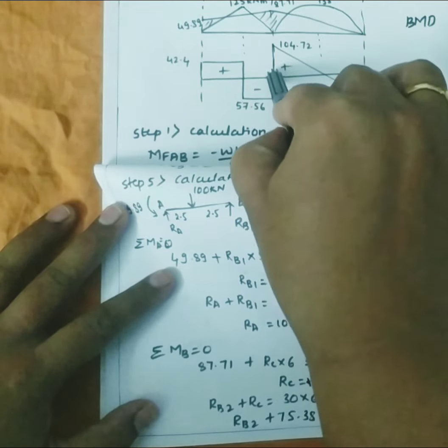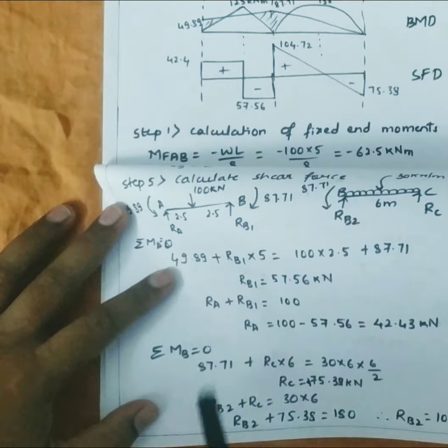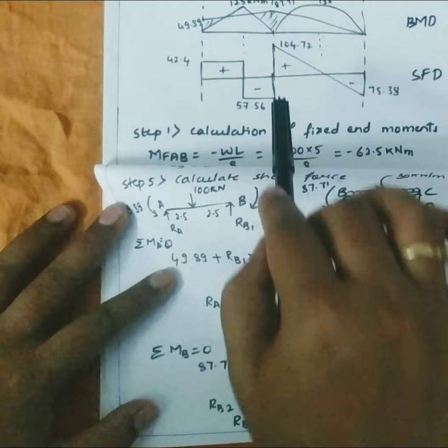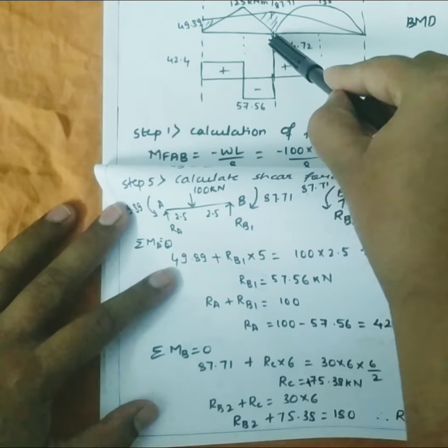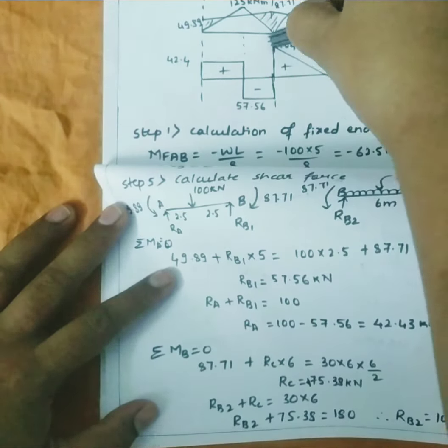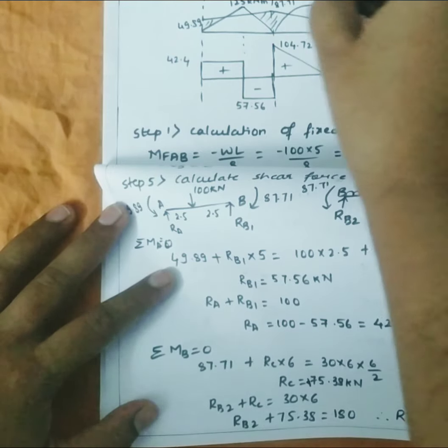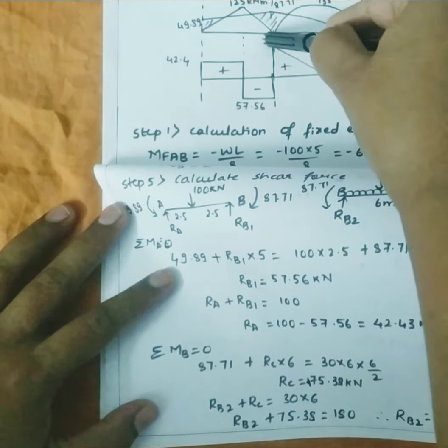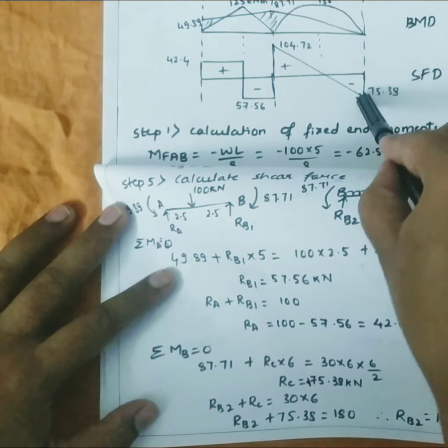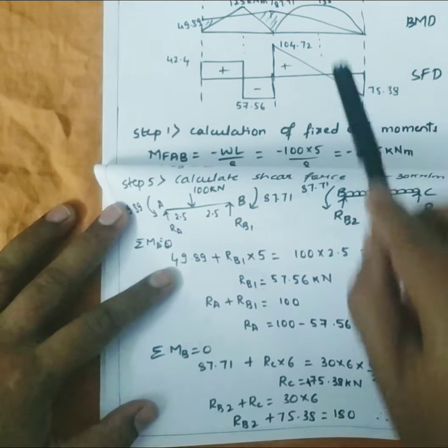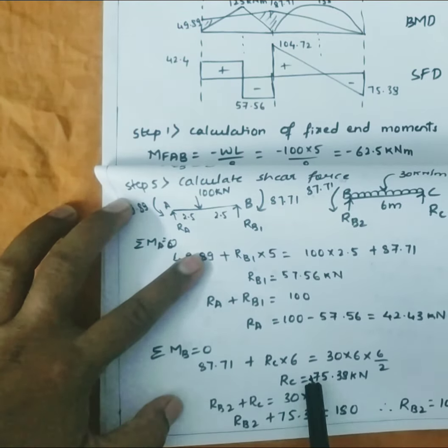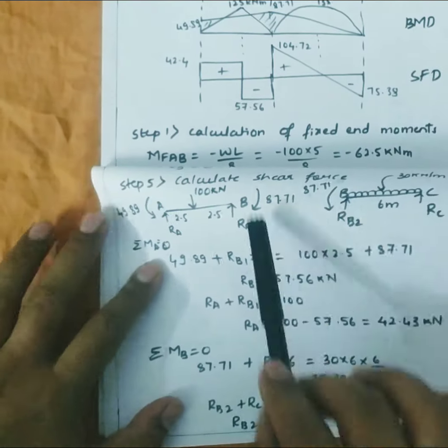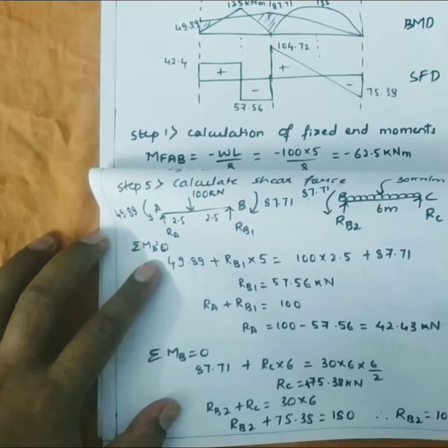Then from the baseline, next we take RB2. The RB2 value we have got is 104.62. Then minus 30 into 6 load here in BC. 104.62 minus 30 into 6, we reach this point, minus 75.38. Then RC is plus 75.38. From here we reach the baseline again. So this is how we draw the shear force diagram.